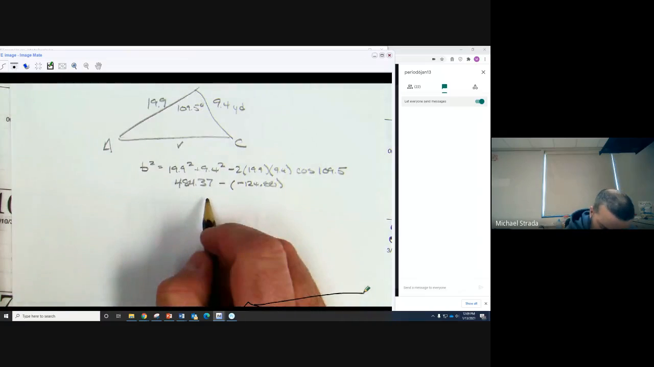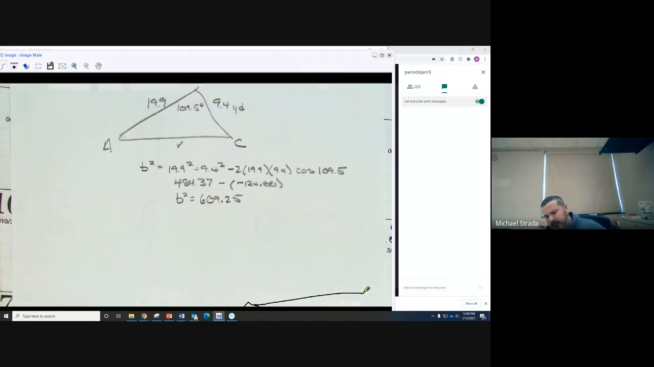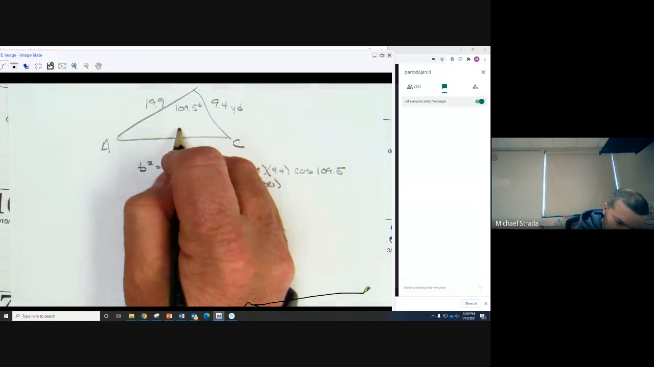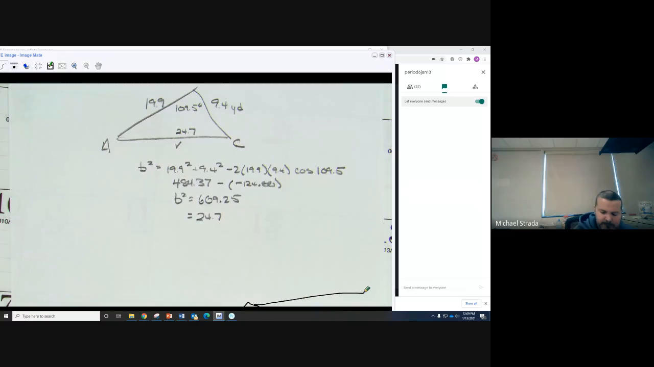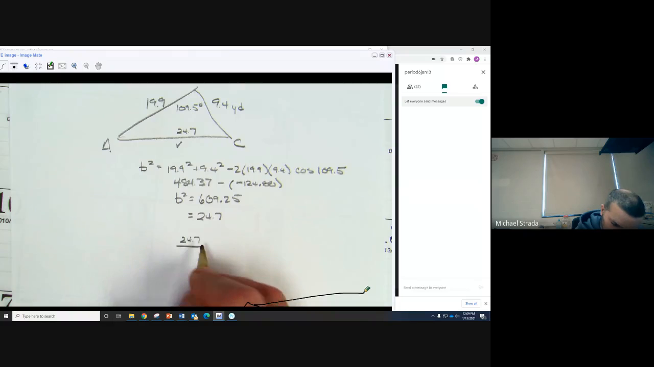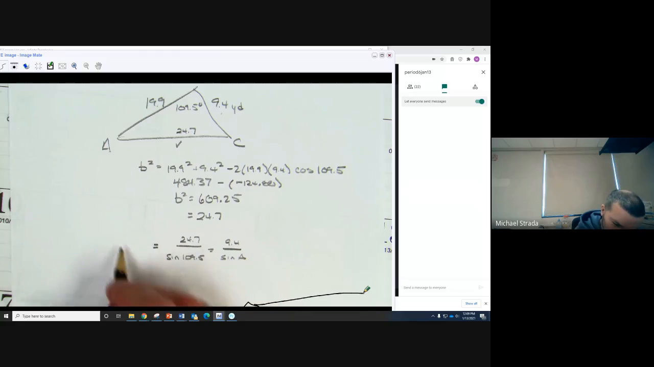At the end of that, I get 609.25 for B squared. I then do the square root of that. I get about 24.7. So the missing side is 24.7. All right, now I have to find the remaining angles. To do that, I'm going to use the law of sines. I'm going to put the 24.7 I just got over the sine of 109.5 equals the 9.4 over the sine of A. And then on the other side, 19.9 over the sine of C.